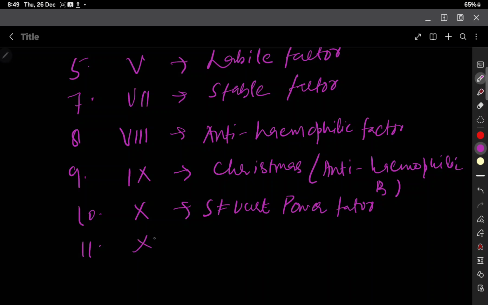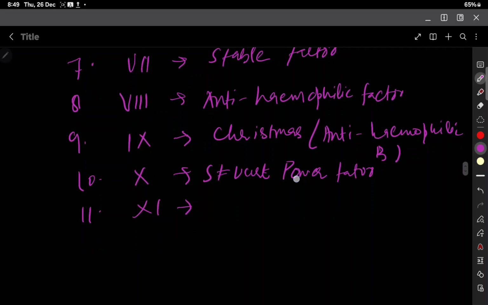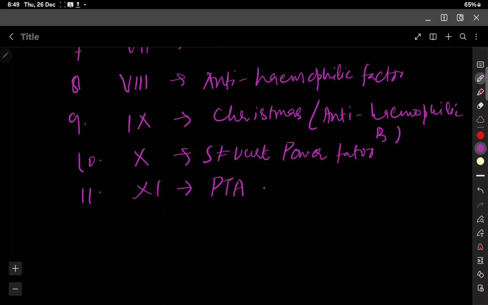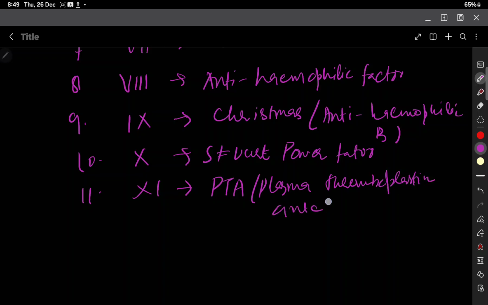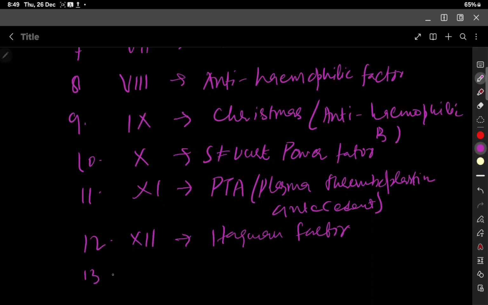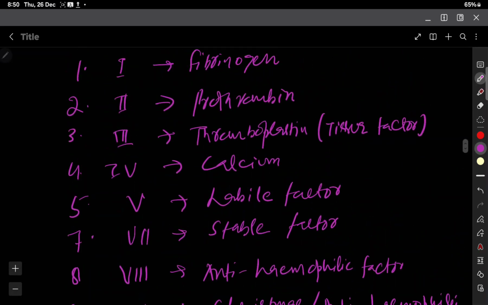Then there is 11th factor, which is called plasma thromboplastin antecedent or PTA in the short form. Then there is 12th factor, which is called Hageman factor. Then there is factor number 13, which is called fibrin stabilizing factor. It helps in stabilization of the fibrin. So these are the clotting factors which are present in our blood.